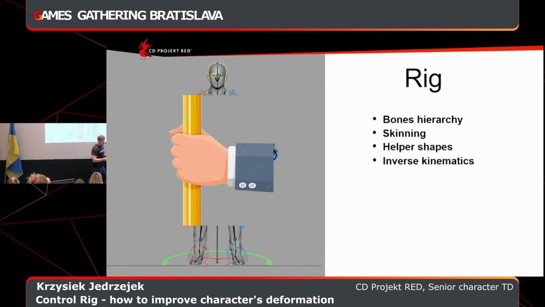And usually, rigs have this opportunity to switch between FK and IK on each limb, and the animator can do that whenever they want, even during the animation.